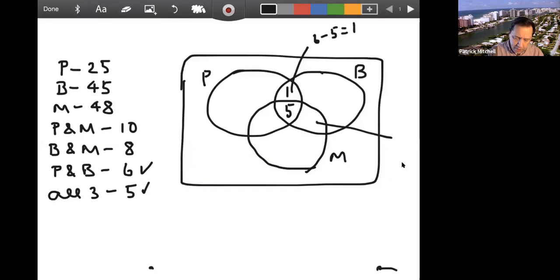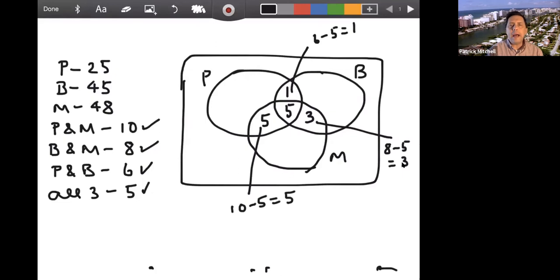And then I'm going to do the same kind of thing for biology and mathematics. It says that 8 students took biology and mathematics, and that includes the 5 that also took physics. So in that region, we're going to have 8 minus 5, which is 3. And the same thing for physics and mathematics. 10 students took physics and mathematics, including the 5 that also took biology. So in this region right here, we're going to have 10 minus 5, which is 5. All right.